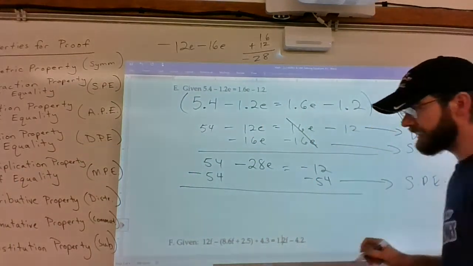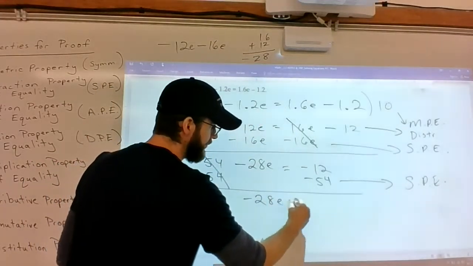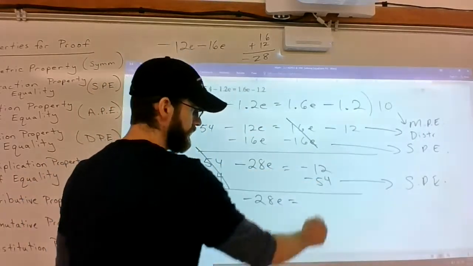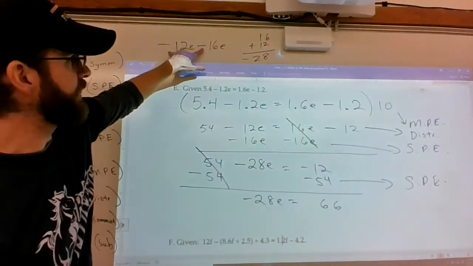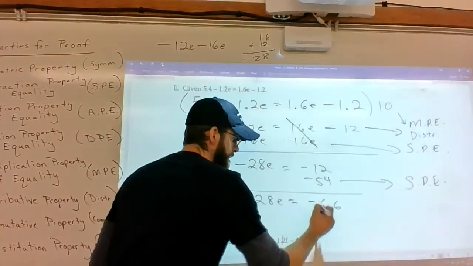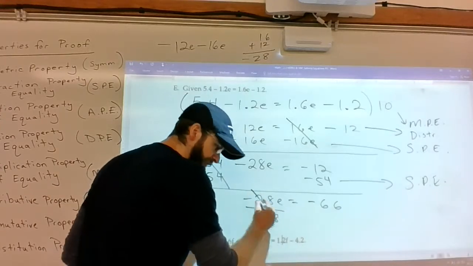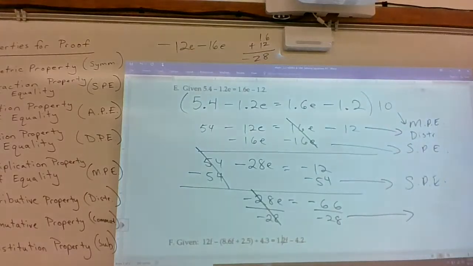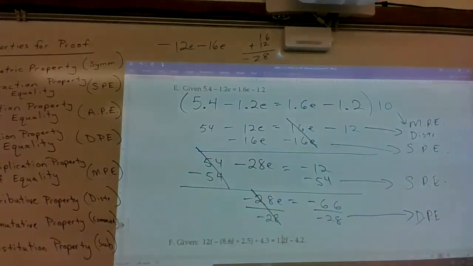Subtraction property of equality. So 0 minus 28e equals, same sign, add the two. So 2 plus 4 is 6, 1 plus 5 is 6. And just like we said over here, the two negatives added together create a negative at the end. All right, now we're going to divide by negative 28 because that creates a 1e out front. Division property of equality.